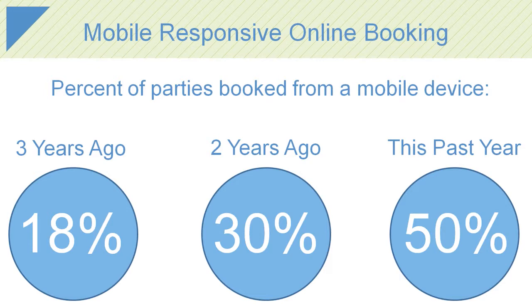So when we look at online booking, of all the parties that are booked online, the number of parties booked from a mobile device has been increasing over the years. Three years ago, it was only about 18% and has steadily risen to this past year. Half of all birthday parties for our clients that were booked online were done from a mobile device. We expect this number to continue to rise. So this shows just how important it is to have both a website as well as an online booking that caters to various devices and has a built-in responsiveness to it.